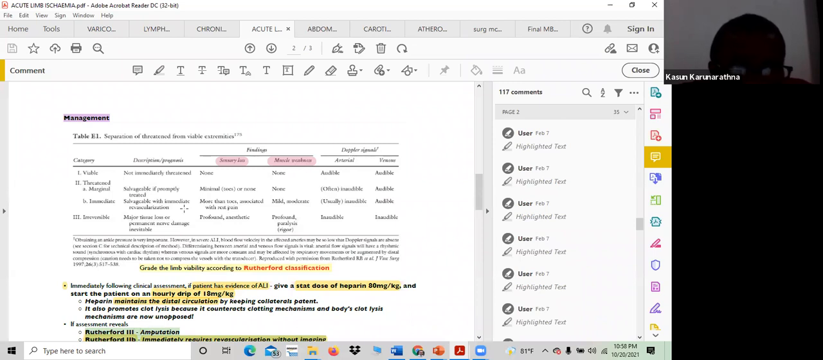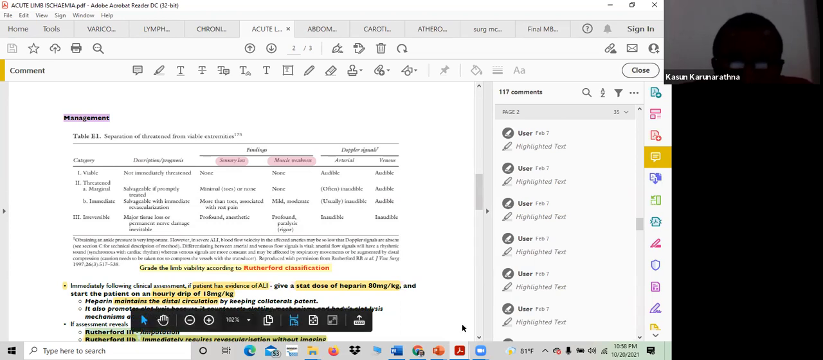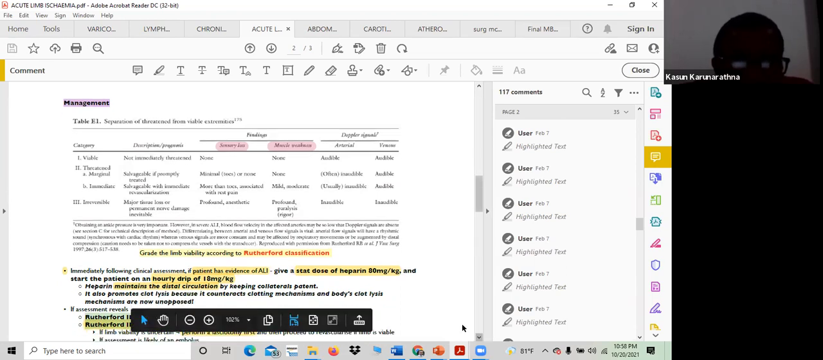In marginally threatened limb, there will be minimal sensory loss, right? Arterial flow is often inaudible. Right? In immediately threatened limb, there will be sensory loss and the patient will have pain. There will be mild motor weakness and arterial flow will be inaudible almost always. Right? That's how you classify the 3 stages of acute limb ischemia.